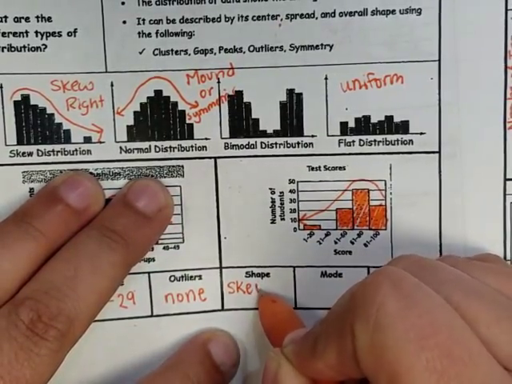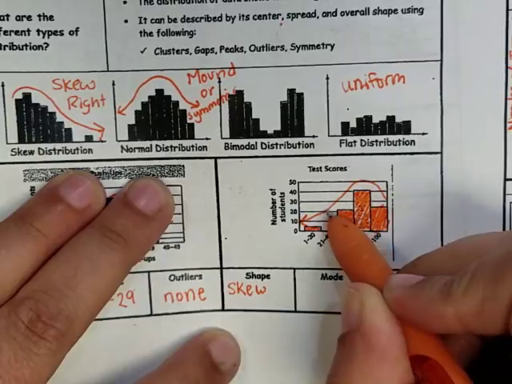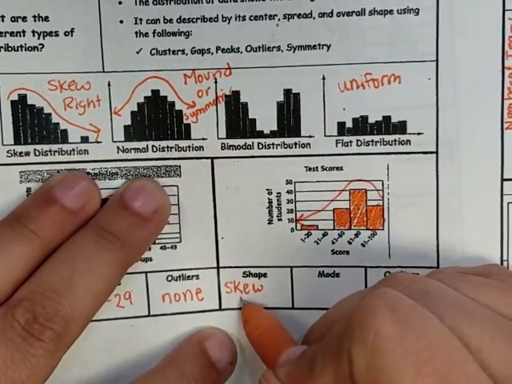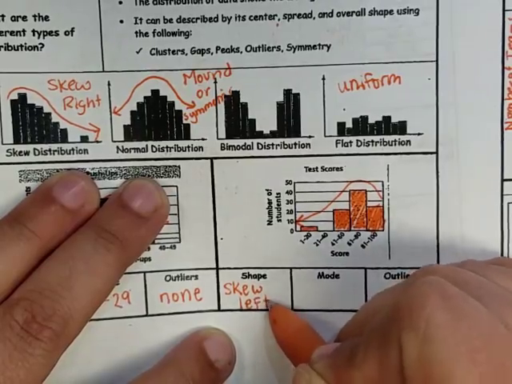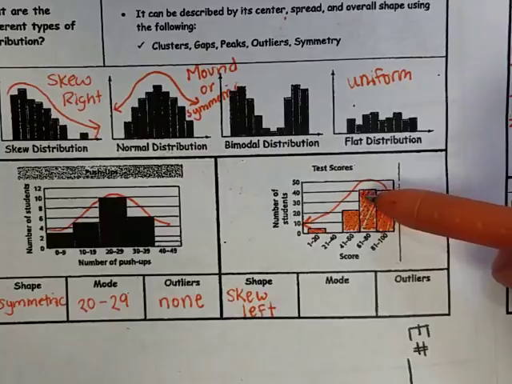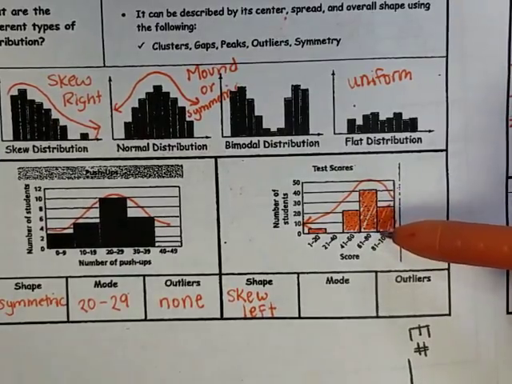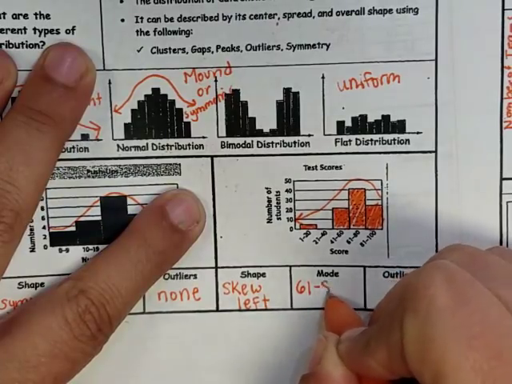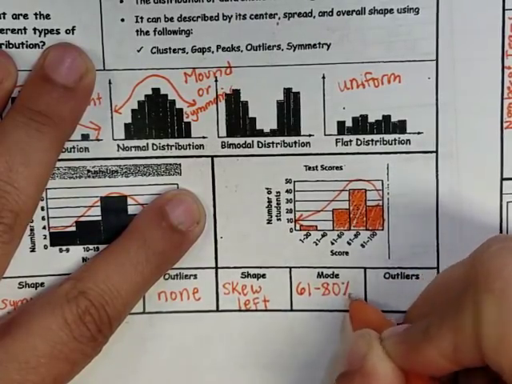You could think about it, which way is the tail of the data? The tail over here was to the right. This one's to the left, so skew left. All right, the mode is where the peak is happening, and the peak looks like it's happening between test scores 61 to 80%. So 61 to 80% was the mode of the test scores.